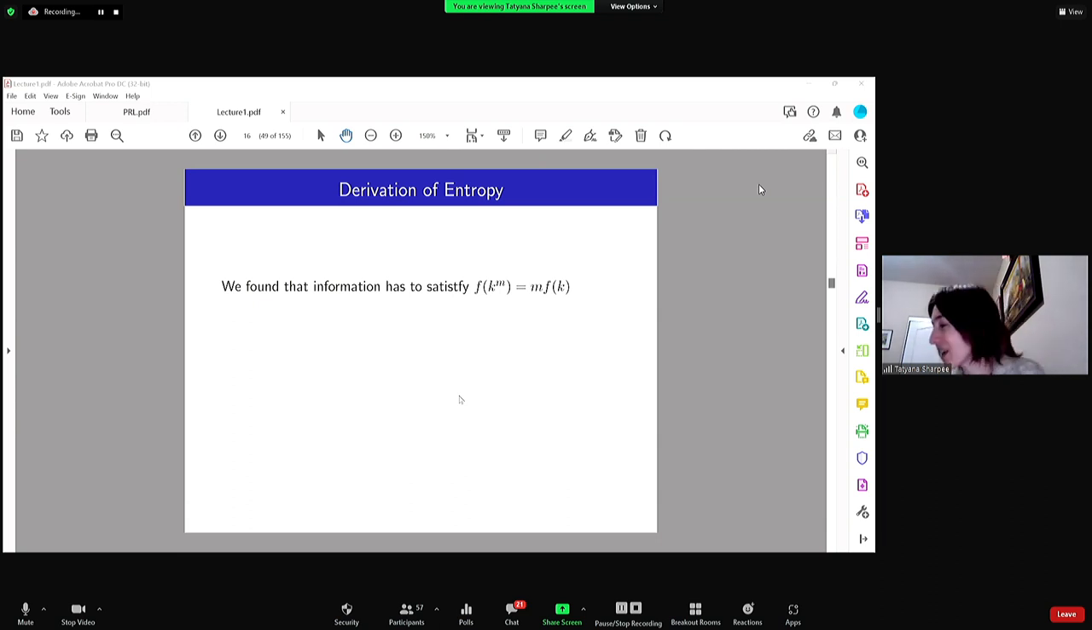Okay, so this is a digression to hopefully entertain. So we found that information has to satisfy this. The reason is that we ask independent questions and the answers must add. Therefore, as a result, we have M times f of K, because this is the amount of information we get, and that's the independence and additivity property.